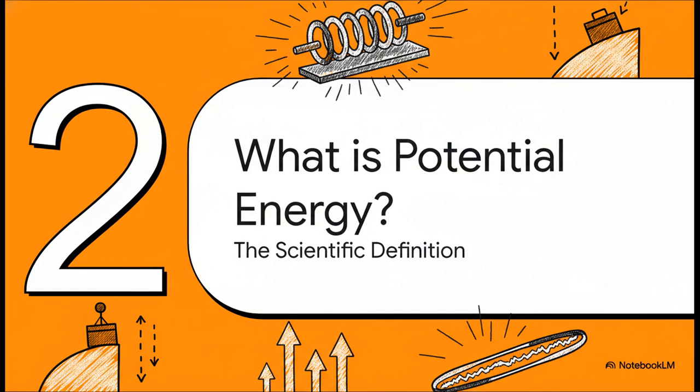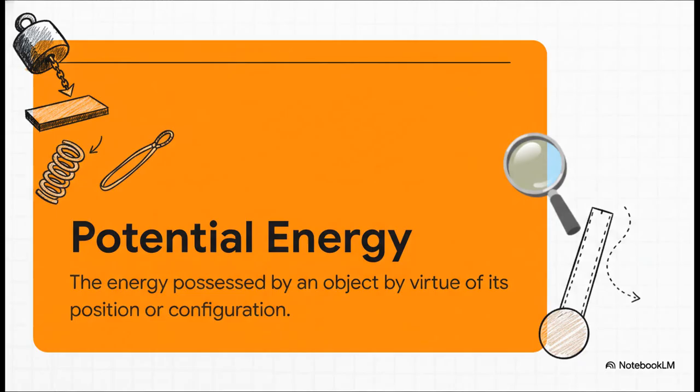So, this special kind of stored energy, what do we call it? Well, in physics, we have a very specific name for it. We call it potential energy. So, let's understand the definition. Potential energy is the energy that an object has because of its position, like its height, or its configuration, which simply means its shape. Think of it as energy that is stored and has the potential to do work later on. It's all about where an object is or how its shape has been changed.